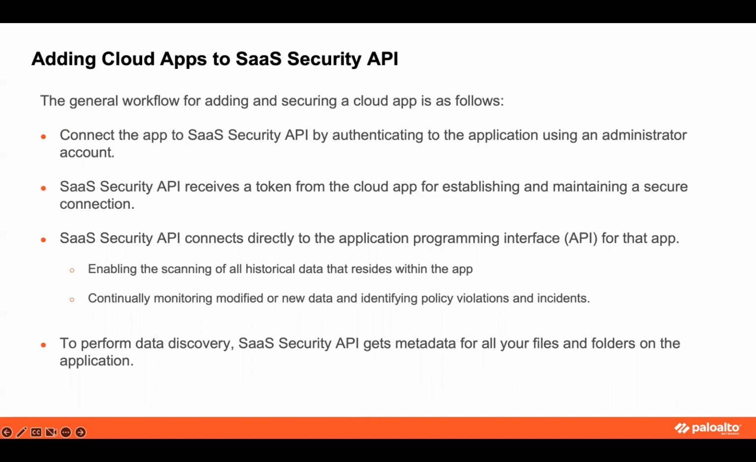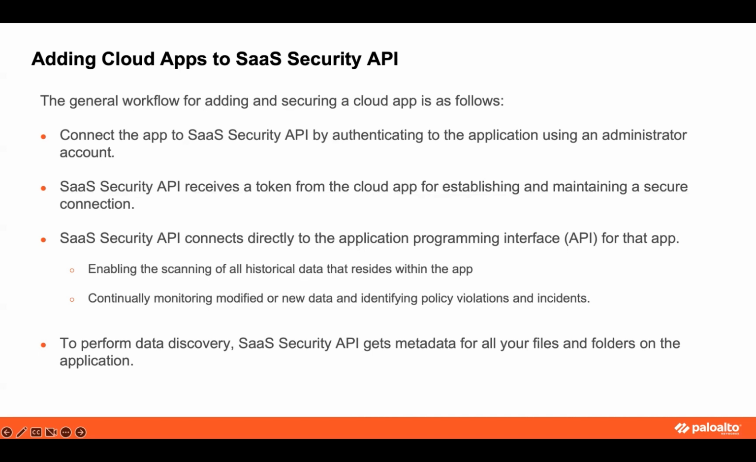After successful authentication, SaaS Security API receives a token from the cloud app. This token is used to establish a secure connection. Then SaaS Security API connects to the application programming interface. Using API, it starts scanning the data and continues monitoring modified or new data to identify policy violations and risks.